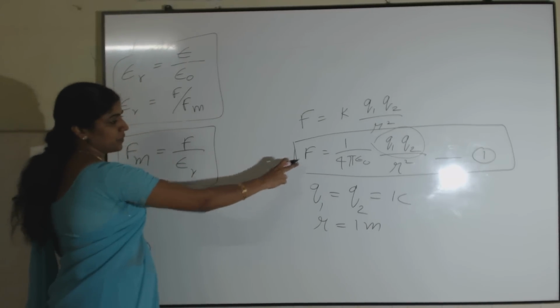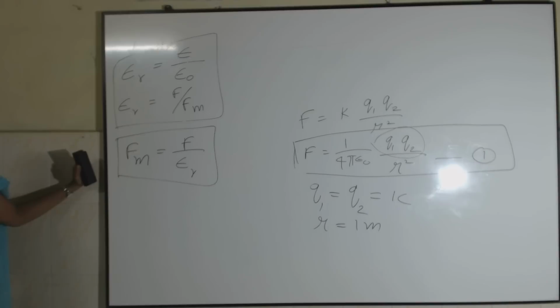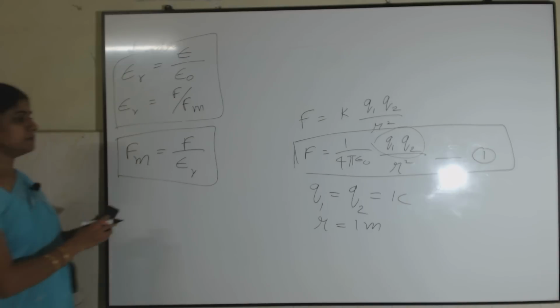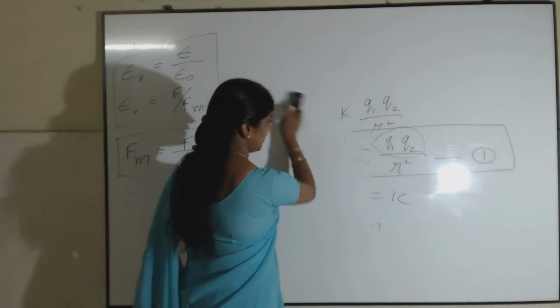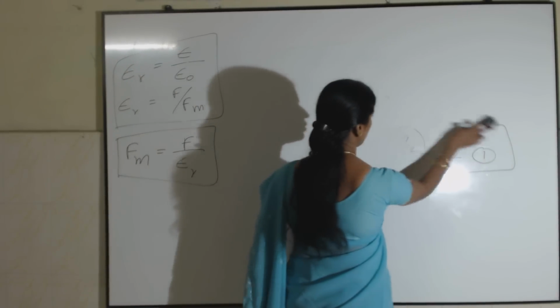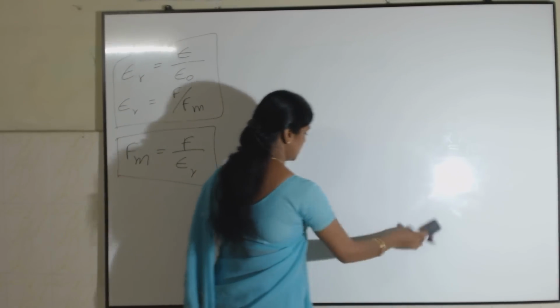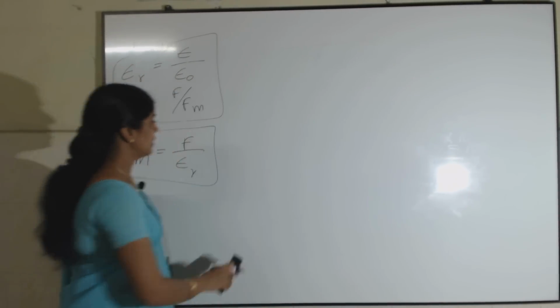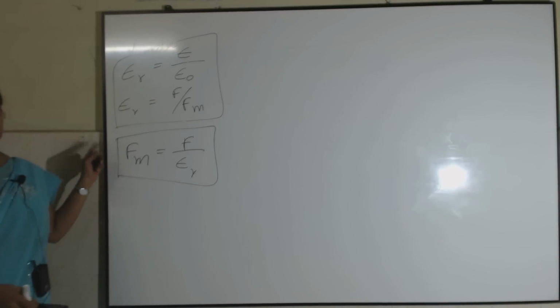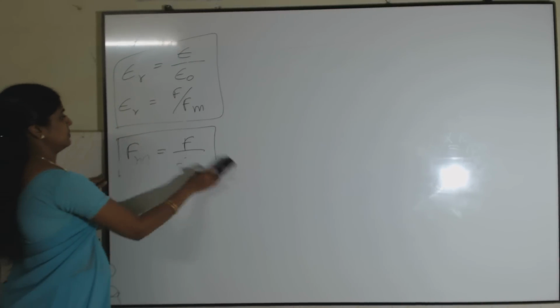So this is your Coulomb's force. What does Coulomb force tell us? It tells you about the force of attraction or repulsion between any two charges if they are kept in a medium or in air or vacuum. The formula is F equal to 1 by 4 pi epsilon naught Q1 Q2 by R square. Now we have defined 1 coulomb, we have seen what Coulomb's law is, and we have seen these 3 important formulas also.